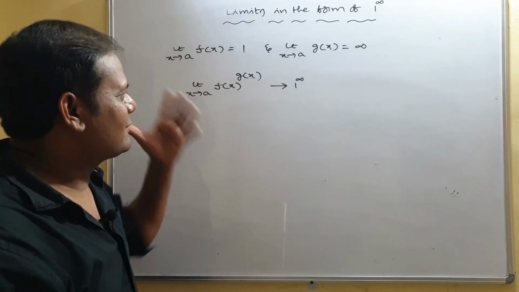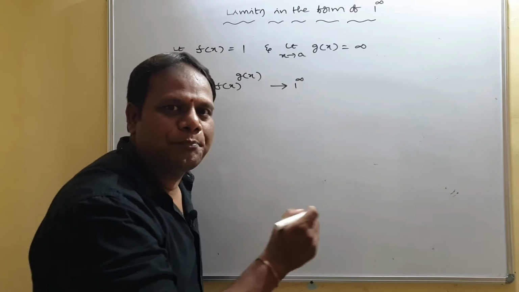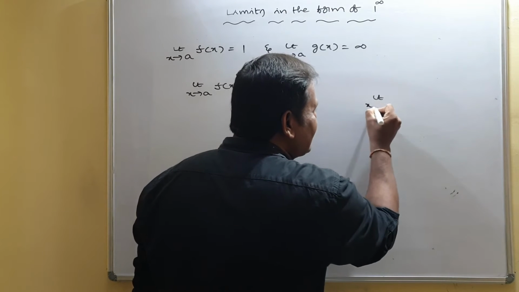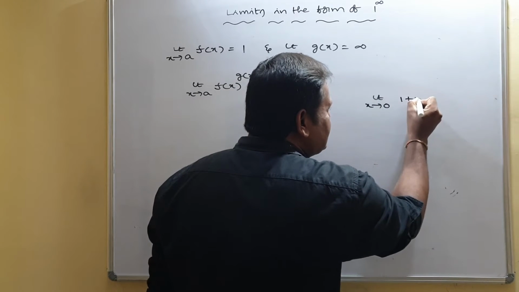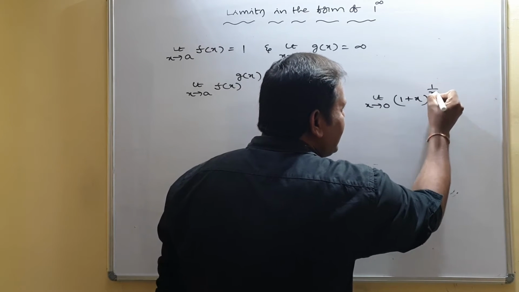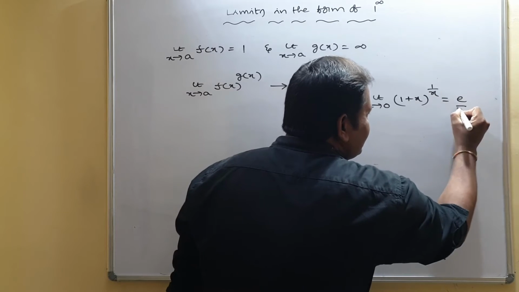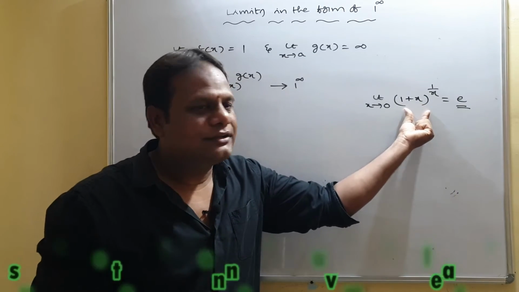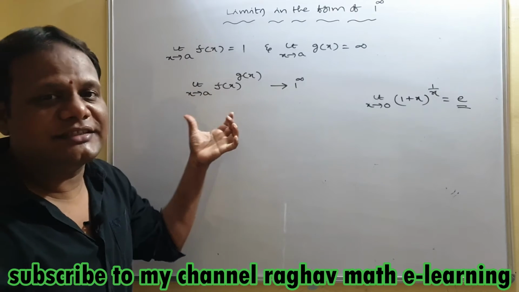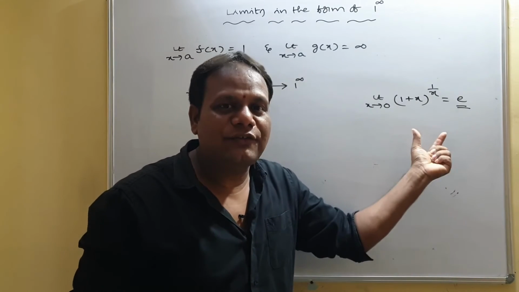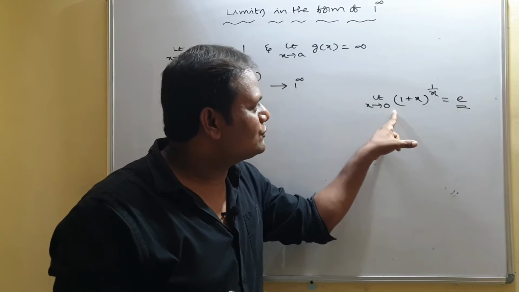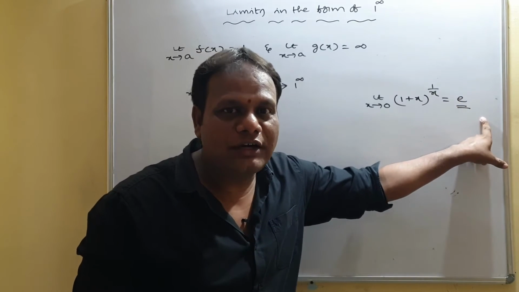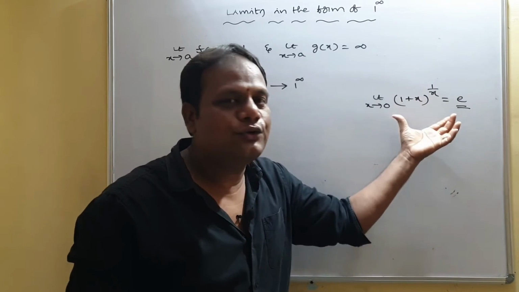Listen carefully. We have one important result in limits, that is limit x tends to 0 of 1 plus x whole power 1 by x is equal to e. I am going to use this result to evaluate this limit. So what is the result we have? Limit x tends to 0 of 1 plus x whole power 1 by x value is e. I am going to use this.